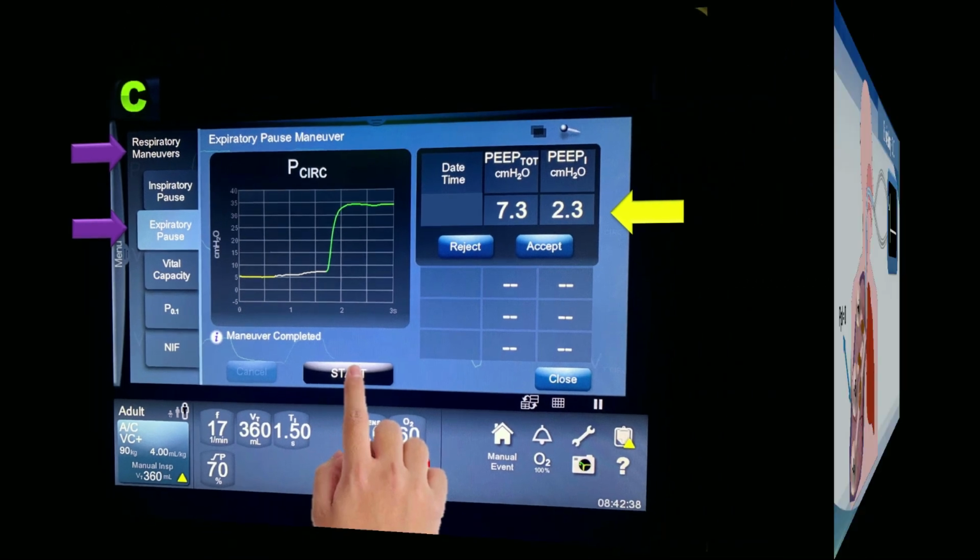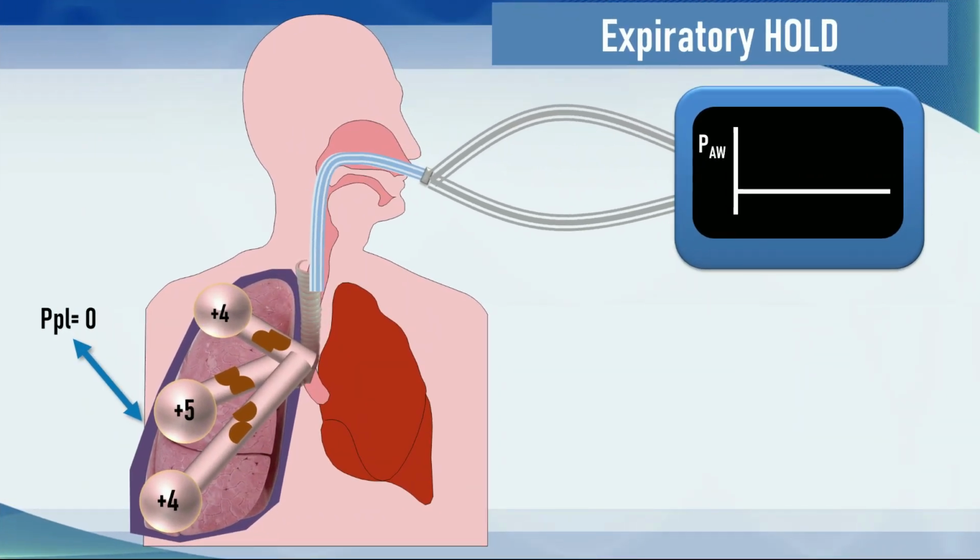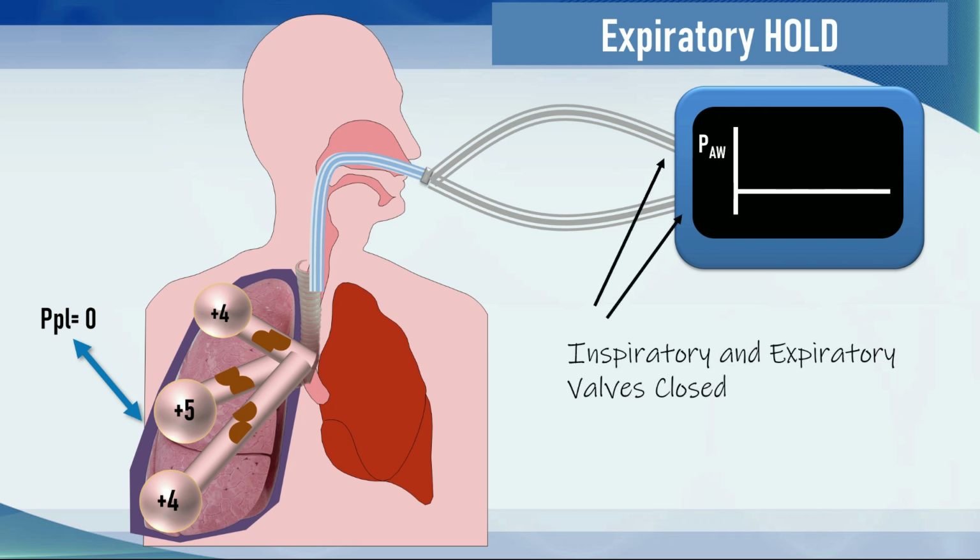Let me demonstrate how this works. When you push the expiratory hold button, the ventilator waits for expiration, and then the inspiratory and expiratory valves close. There is now a column of air between the sensors on the expiratory limb of the machine and the alveoli. This is similar to an inspiratory hold. The pressures that one sees on the screen are being measured by sensors in the machine, not in the airway, so the gas flow must stop to measure any static pressure or resistance.